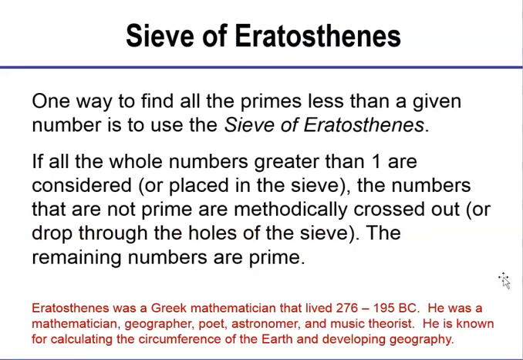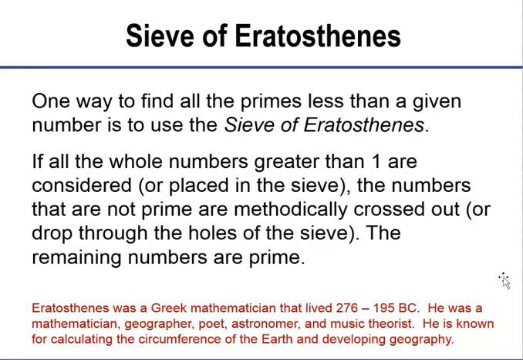It's called the sieve of Eratosthenes. It says one way to find all the primes less than a given number is to use the sieve of Eratosthenes. If all the whole numbers greater than 1 are considered or placed in the sieve, the numbers that are not prime are methodically crossed out or dropped through the holes of the sieve. They're telling you why they describe it this way. The remaining numbers are prime.